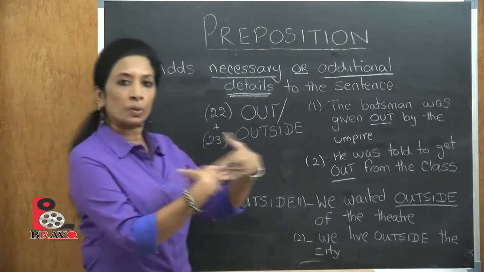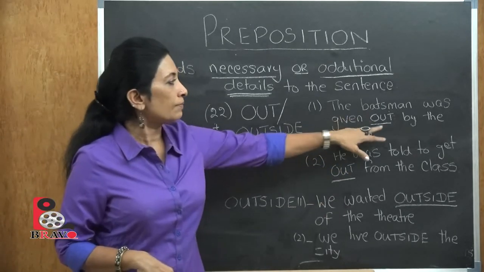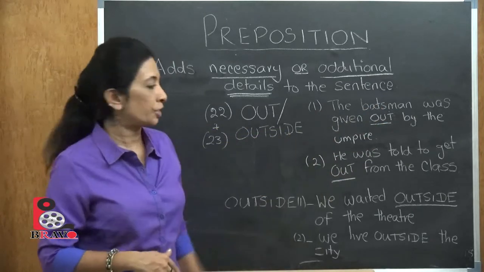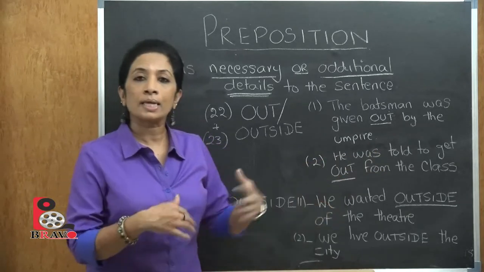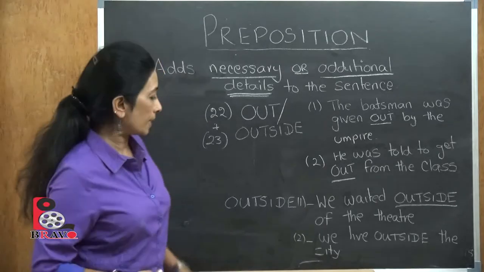So out is just going away, from wherever you are, going away. Here, the batsman was given out. So he was playing the game and he had to be given out. So he had to go away from the match. Here, the student was in the class and he was told to get out from the class. So he's going away from the class, getting out of the class.